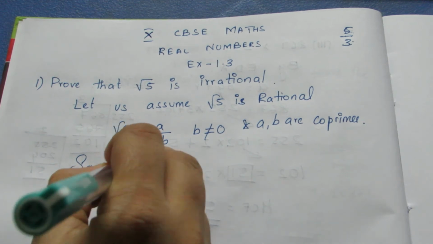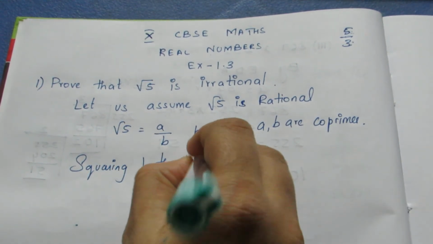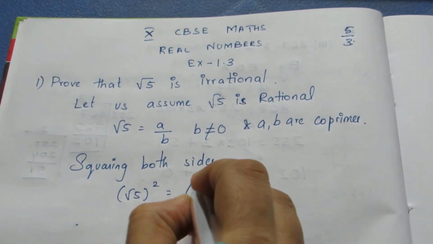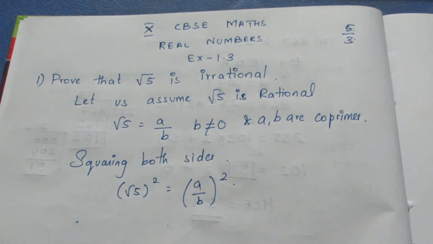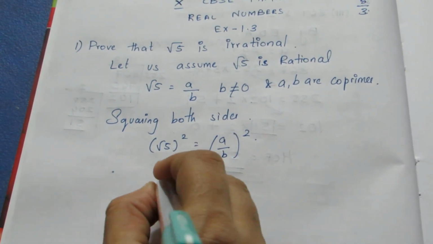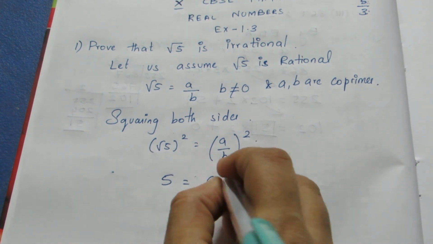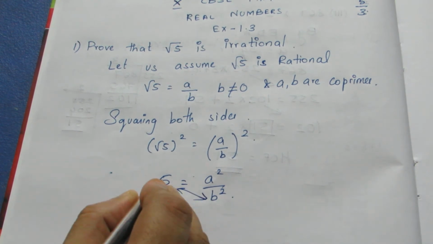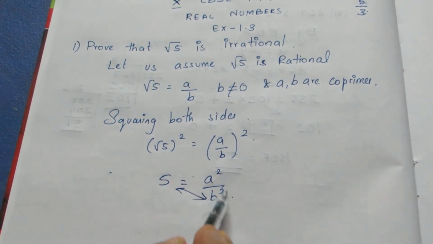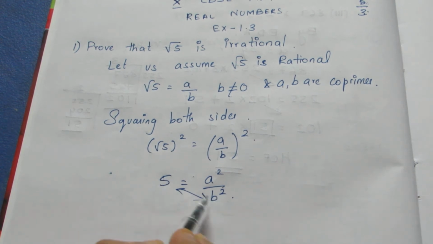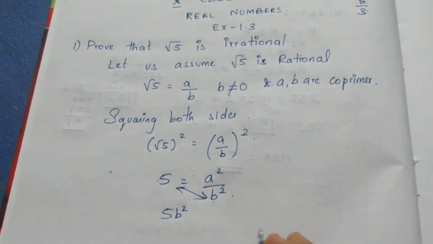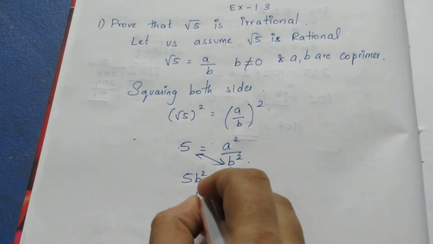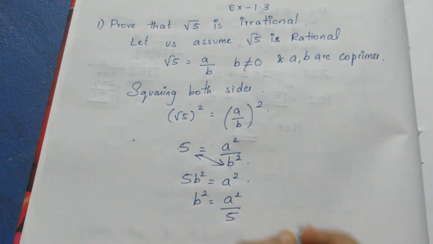So squaring both the sides, I will get root 5 the whole square equal to a by b the whole square. If I square, the root and square get cancelled. Here it becomes 5. 5 is equal to a square by b square. Bring this number to here and this number to here. That means it is in divide. I am going to bring b square to here, it comes as a multiplication, and this is equal to a square. If 5 comes here, 5 will come in divide. So a square by 5.